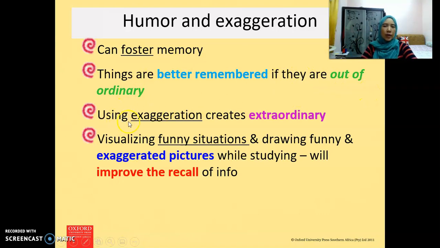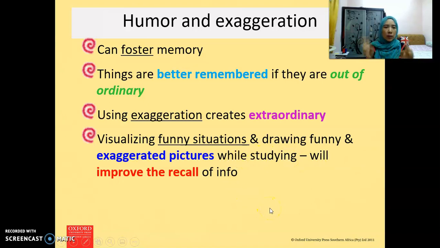For example, using exaggeration can create the extraordinary. For example, if you draw the features of something in an extraordinary way, or in a funny way, or in a colorful way, you'd be able to remember more. So visualizing funny situations and drawing funny and exaggerated pictures while studying actually will improve the recall of information.